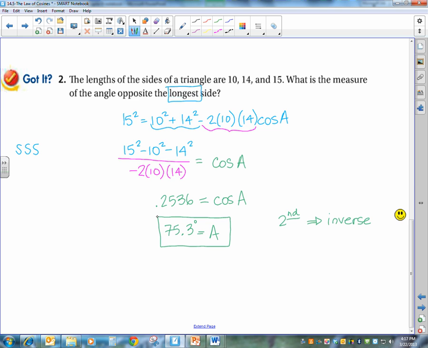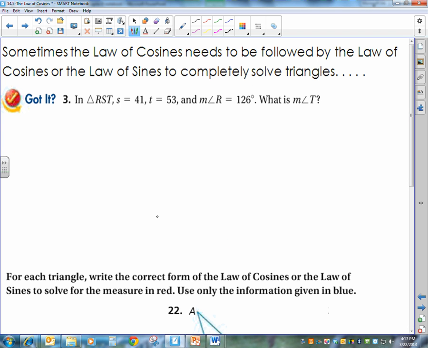Okay, moving along. Sometimes we have to use the law of cosines followed by the law of cosines again, or the law of sines to completely solve the triangles. So here we have an example of that. I have triangle RST, and I'm going to go ahead and draw it out. I realize some people don't need to, but I think it does help a lot. Alright, so I have RST.